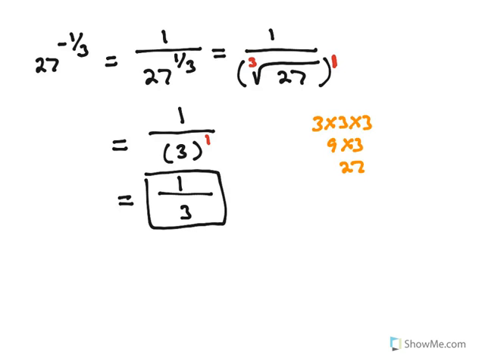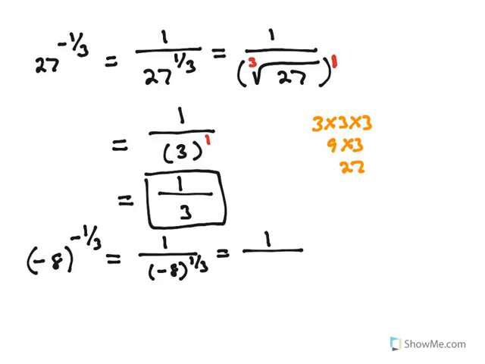Okay? Let's do one more over here. Negative 8 raised to the negative 1/3 power. So when we do that, that's going to be 1 over negative 8 to the positive 1/3 power. That's equivalent to, we write this as the root of negative 8, and the index, the denominator, is 3, so that means we're taking the cube root of that, and then you're going to raise that to the first power.